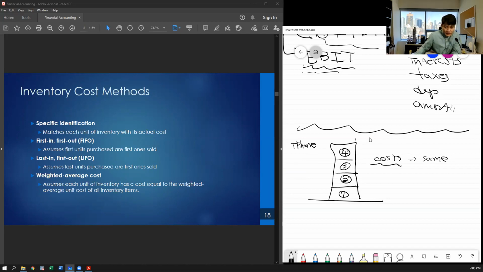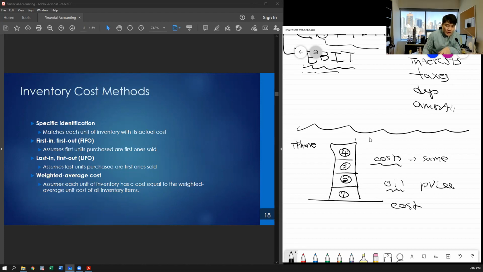For example, we have oil. Not particularly with respect to this iPhone, but oil prices fluctuate all the time. If oil prices change all the time, your cost of producing some goods will change as well. So given these changes in the costs of inventory, how are you going to report your cost of goods sold? That's the question that we will be discussing going forward from slide 18.